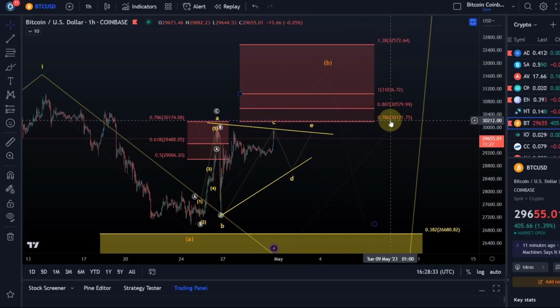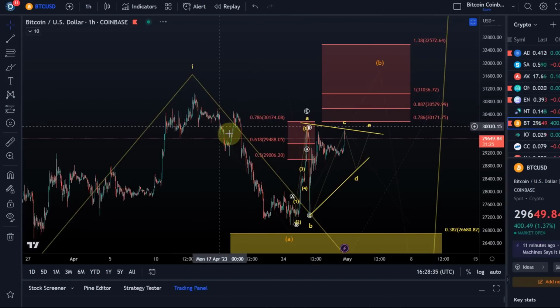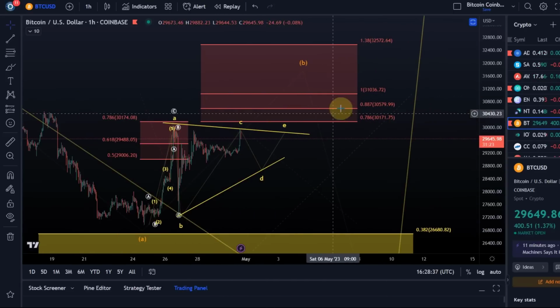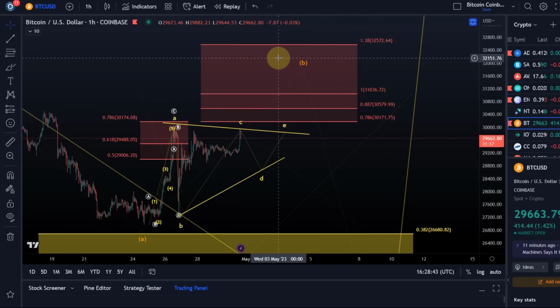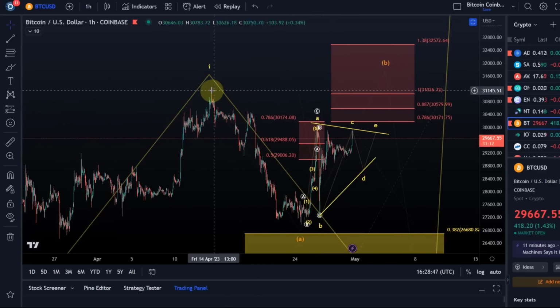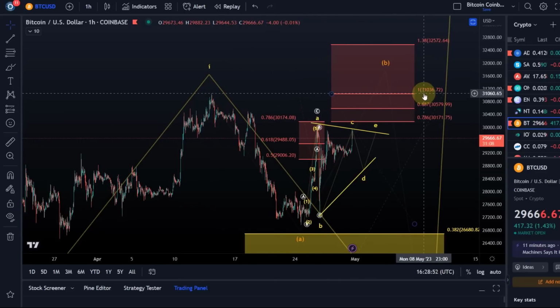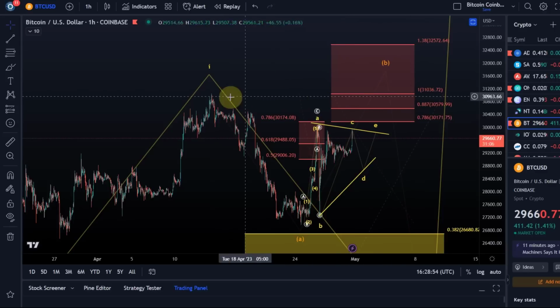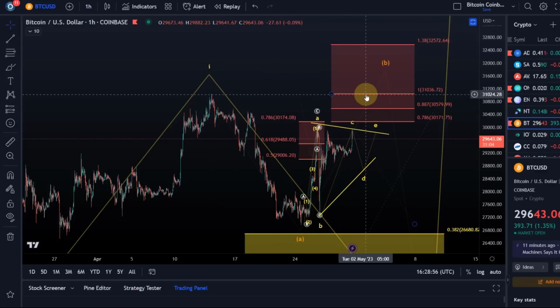30,171. It's the 78.6 retracement of the move down here. Then we've got 30,580, 31,030, and 32,570. But I have to say, if we break above the wave 1 high here at basically 31,030, the 100% retracement, then I think we have a really good case that can be made that the third wave is running.